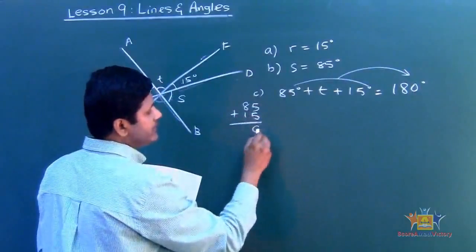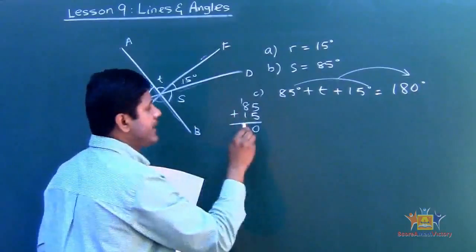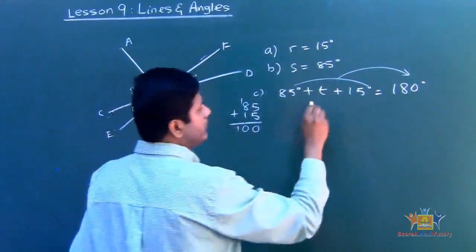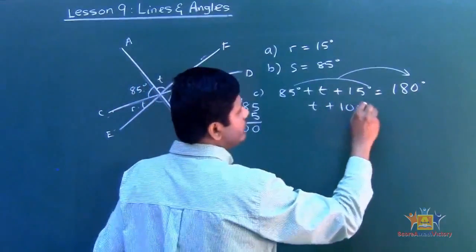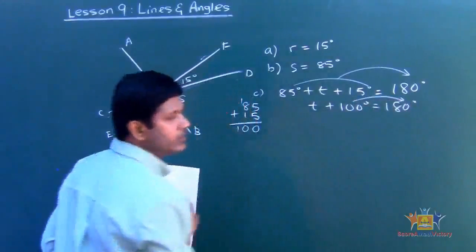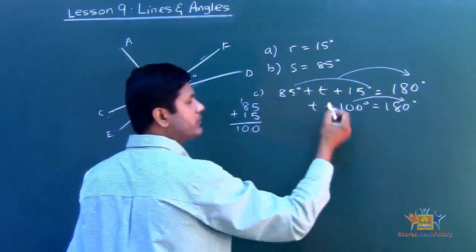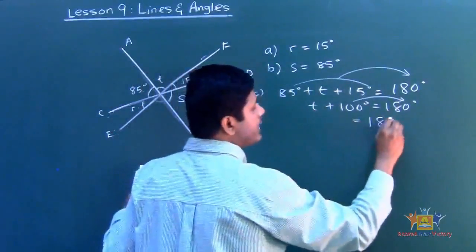5 plus 5 is 10. Carry 1. 1 plus 8 is 9. 9 plus 1 is 10. 100 degrees. So that means T plus 100 degrees equals 180 degrees. I'm going to take the 100 across the bridge because I'm looking for T. I'm isolating T. So plus across the bridge becomes minus.